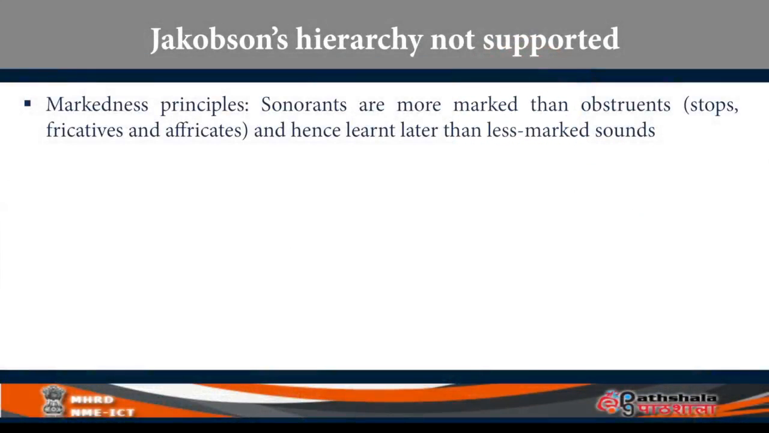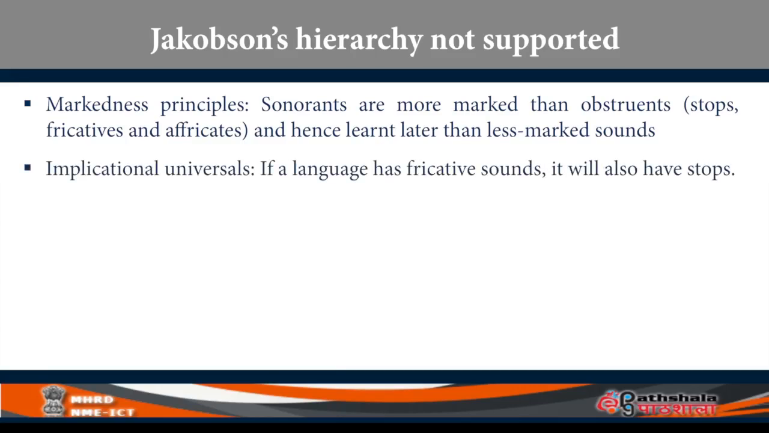Now, why did he give this hierarchy? His point was that there are 2 principles. One is markedness principle, that sonorants are more marked than obstruents, and hence learnt later. In phonology class in linguistics, you would have learnt about marked and unmarked. Unmarked sounds are the ones which are more frequent in languages of the world. They are learnt earlier, they are easy to produce, whereas whatever is marked are learnt later. So according to markedness principle, children learn relatively rare sounds later, like all the furs and thurs. There are not many words with that. They are not very common. So marked sounds are learnt later. So one explanation is markedness.